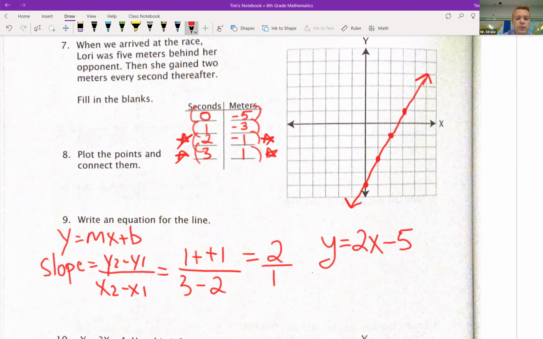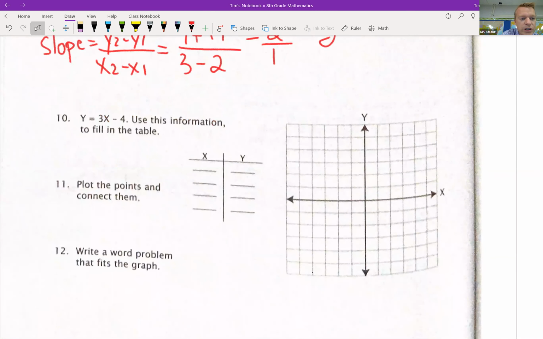Okay? Keep going down. Now it gives us the equation y equals 3x minus 4. We can pick any points we want. So I'm going to pick 0. If we plug 0 in right here for x, we get y equals 3 times 0 minus 4, and that's going to be y equals -4. If we plug in 1 for x, we get 3 times 1 is 3. 3 minus 4 is -1. If we plug 2 in, we get 3 times 2 is 6. 6 minus 4 is 2. And if we plug 3 in, we get 3 times 3 is 9. 9 minus 4 is 5.